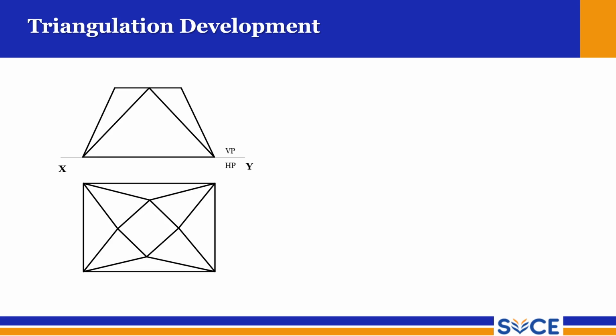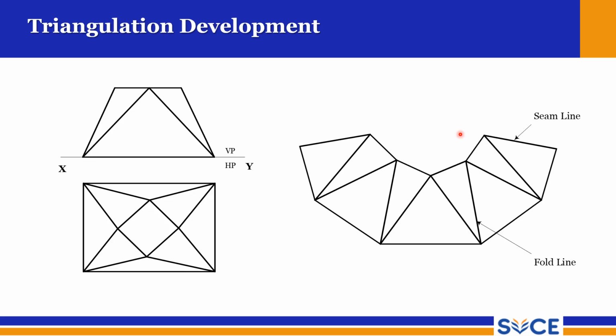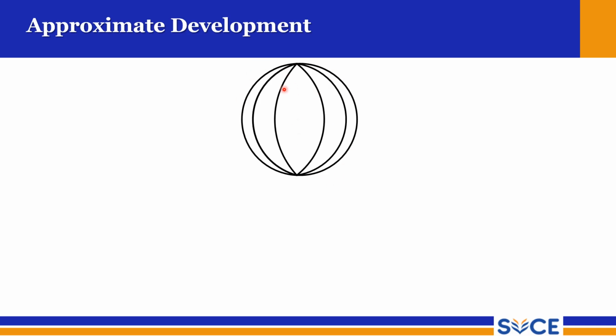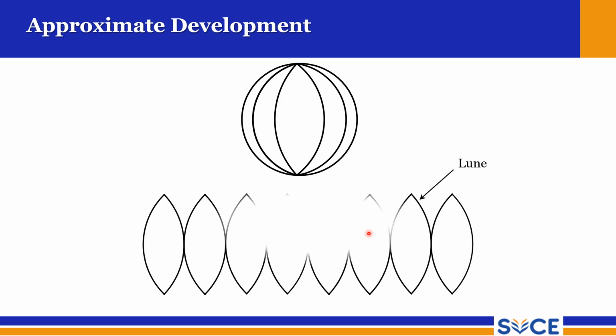Triangulation method, so this is the triangulation method, and this object can be built using this many transition pieces, and this is the seam line, and this is the folding line. And the approximate method, so these are known as looms. Number of looms you can construct, and you can build a sphere like this. So these are the number of looms required to build a sphere, and this can be unfolded and can be shown like this. So each one is known as a loom.